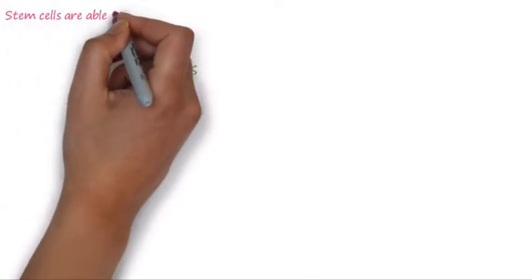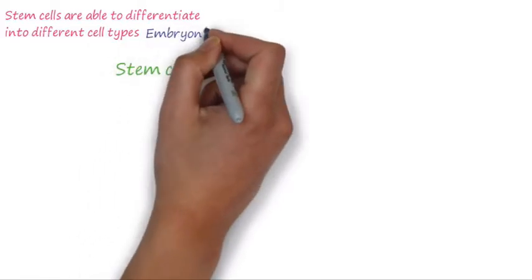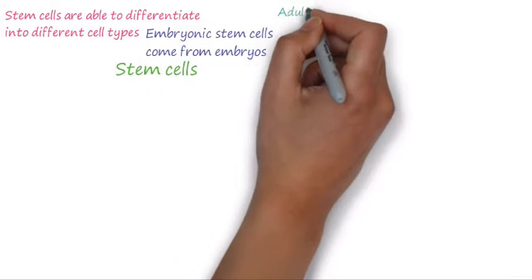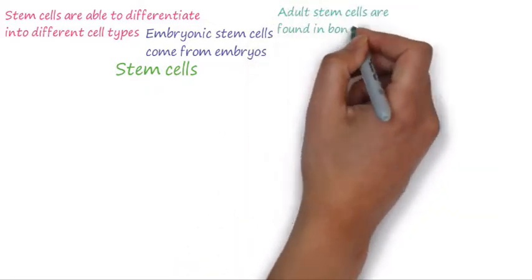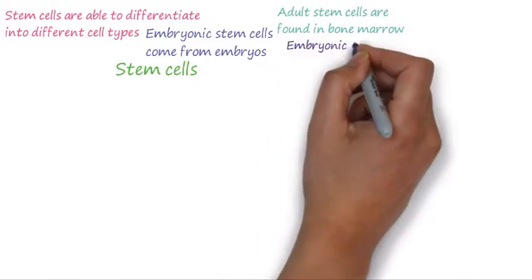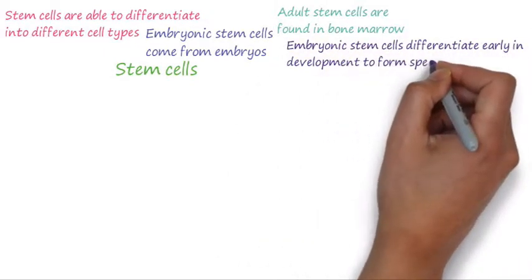In the early development of humans, all the cells are the same. These cells are known as stem cells and are able to differentiate into the cell types which are required. In the early development of a human, an embryo is formed, and so these cells are known as embryonic stem cells. You can also get adult stem cells, which are found in bone marrow.